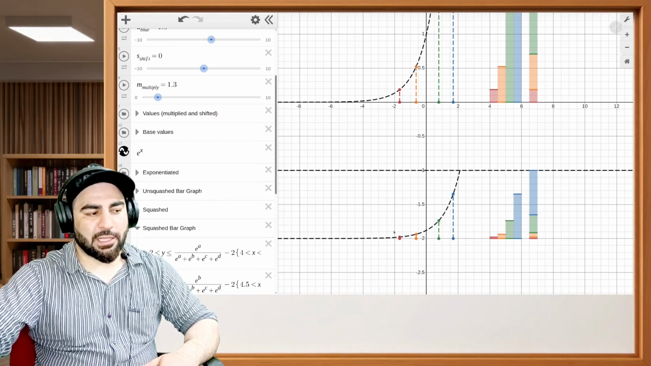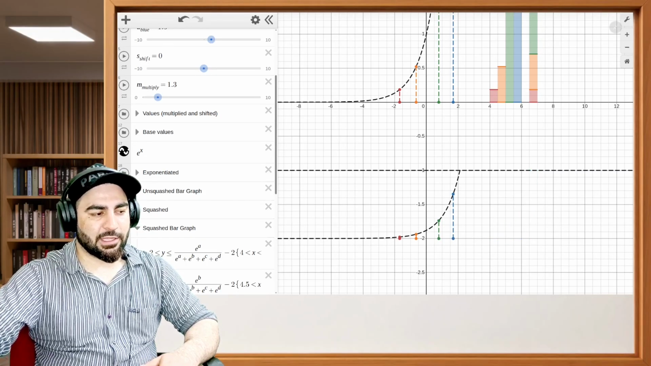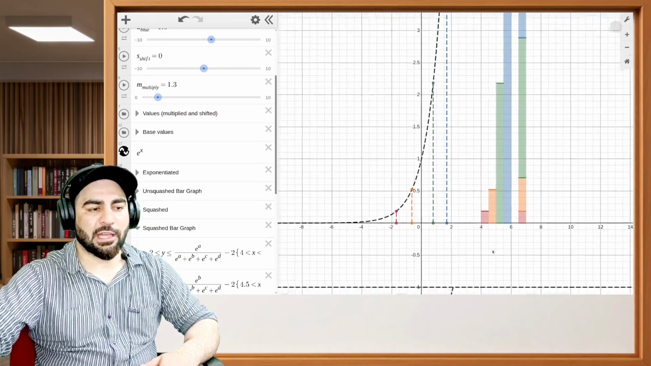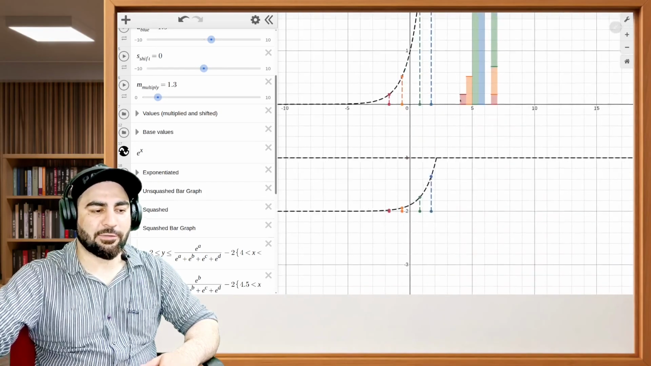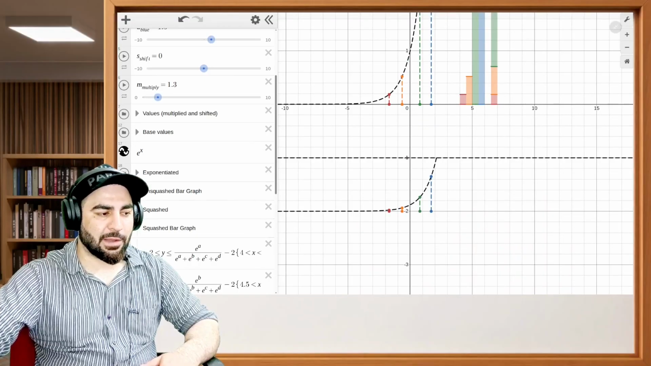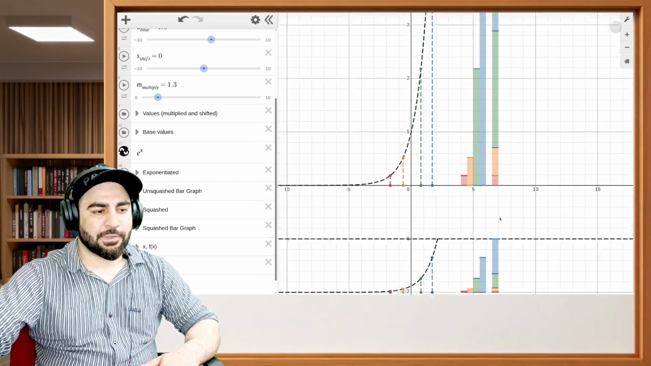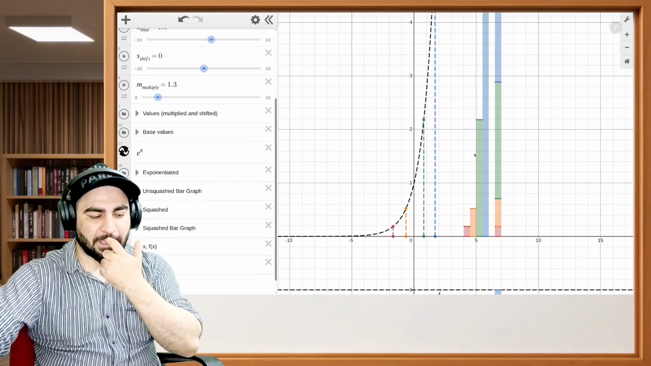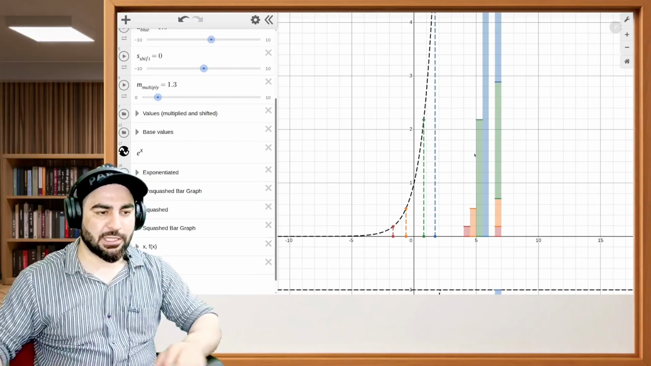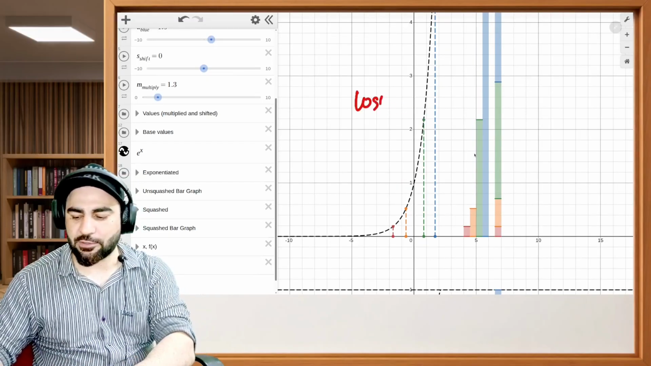Now the below part is when you apply the softmax function. This is the squashed bar graph, and this is the unsquashed graph. Above is the unsquashed graph, and below is when you apply the softmax. So above part is the logits. We can consider this as logits. Let me write it. These are the logits, the outputs that we get directly.